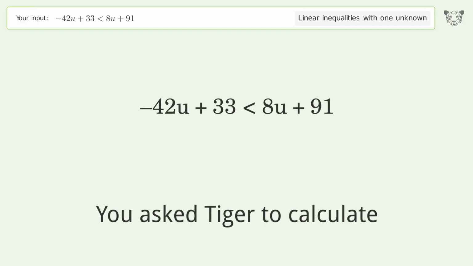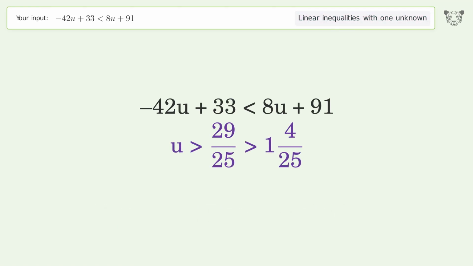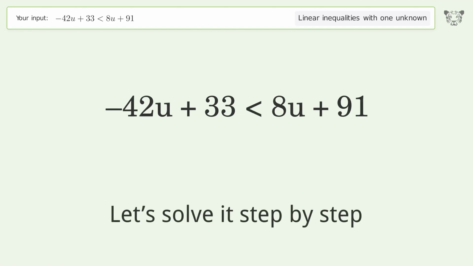You ask Tiger to calculate. This deals with linear inequalities with one unknown. The final result is u greater than negative 29 over 25 greater than negative 14 over 25. Let's solve it step by step.